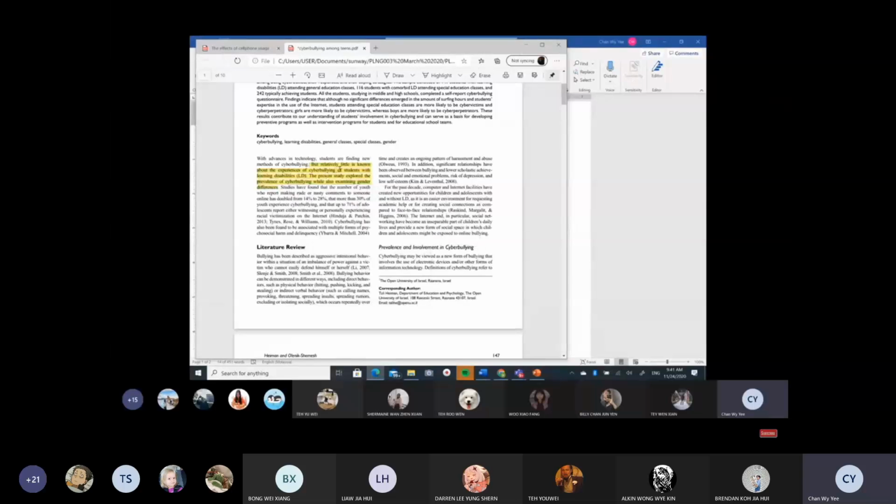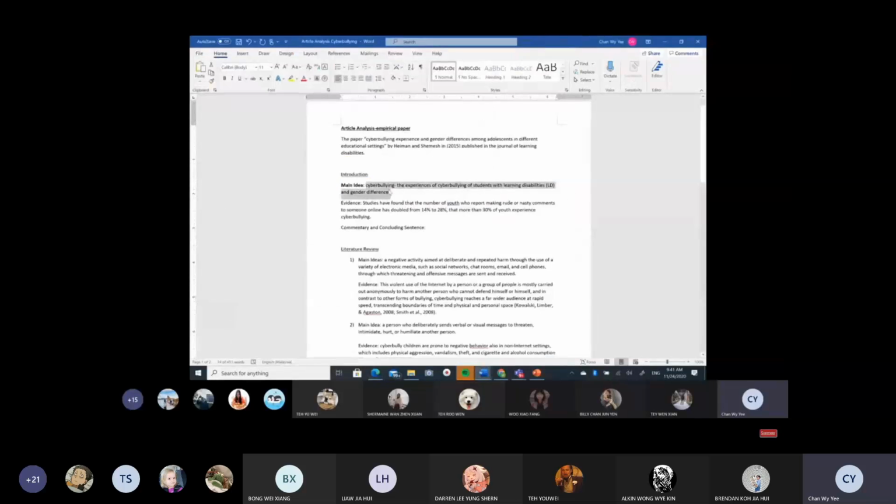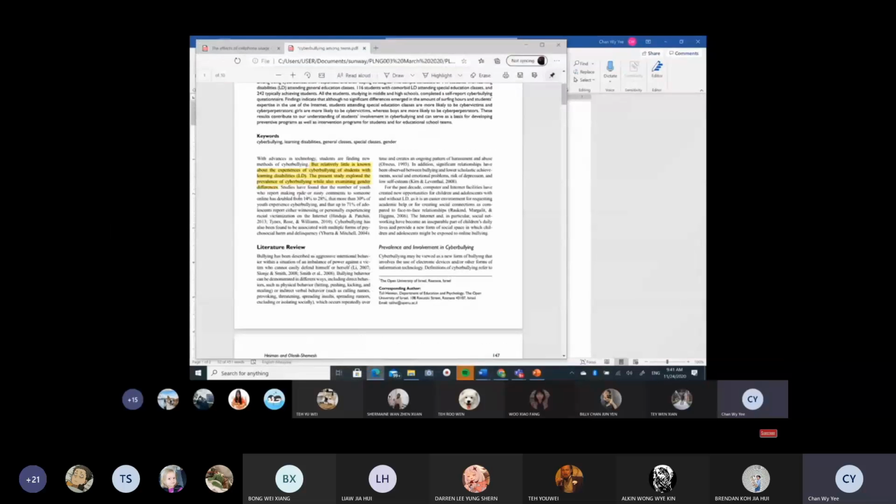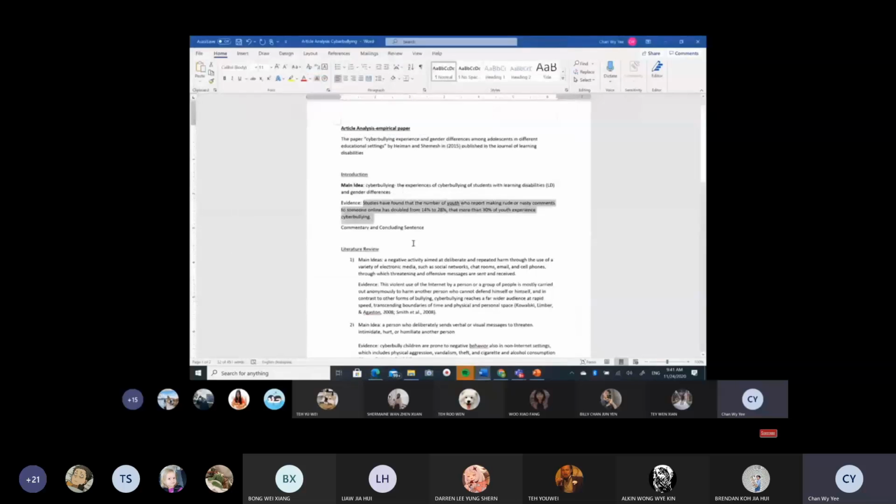Can you see it here? Students are finding new methods of cyberbullying, but little is known about the experiences of cyberbullying of students with learning disabilities, and also examining gender differences. This is the main idea because it states the purpose of the article. So what is the evidence? You can just pull some evidence out here. Studies have found, can you see, it's here, victimized and all that. This is the evidence to support what you are saying.